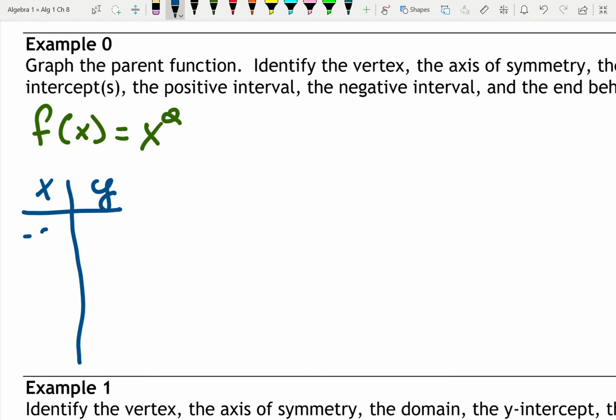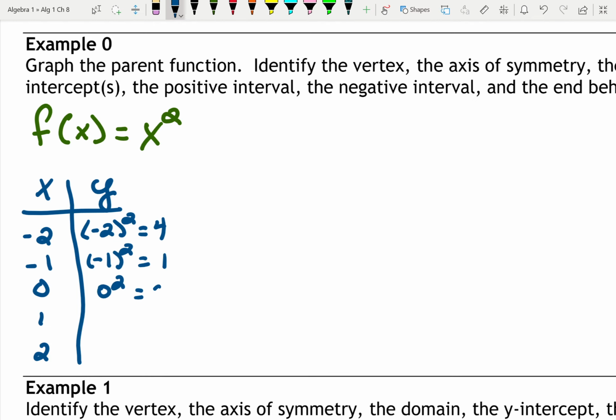I'm going to use the numbers -2, -1, 0, 1, and 2, and plug those into my function to get the other half of my points. Plugging in for x, I'm going to have -2 squared, that's 4. Then -1 squared is 1. 0 squared is 0. 1 squared is 1. And 2 squared is 4. Again, I'm just plugging into the x squared. So there are my points. My first point is -2, 4.